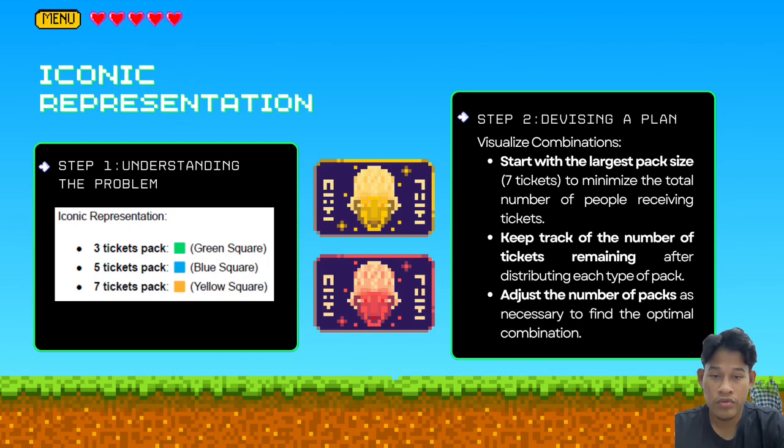So we need to visualize the combinations. First, we start with the largest pack size, so we minimize the total number of people receiving tickets. Second, we need to keep track of the number of tickets remaining after we distribute each type of pack. And lastly, we need to adjust the number of packs as necessary to find the optimal combinations.